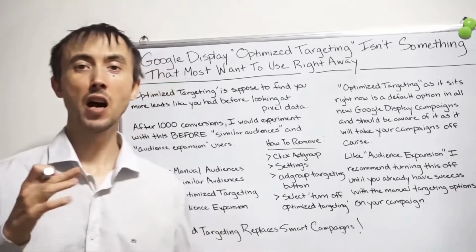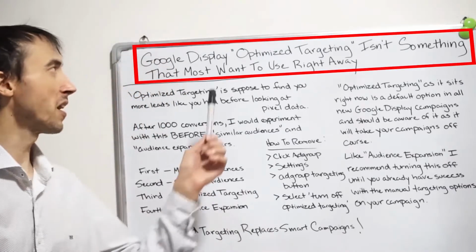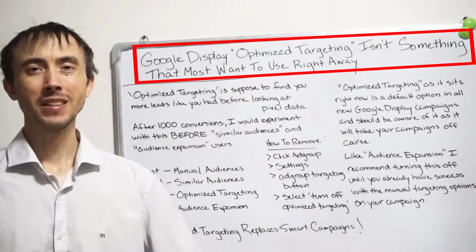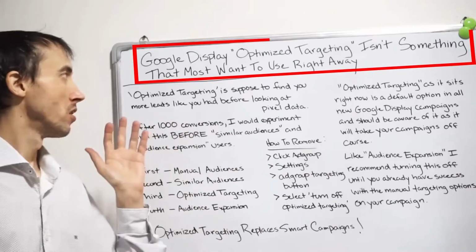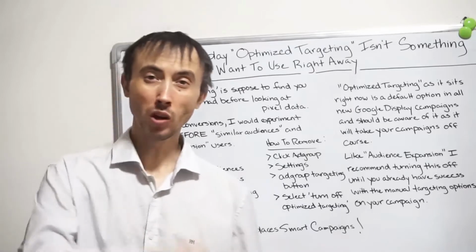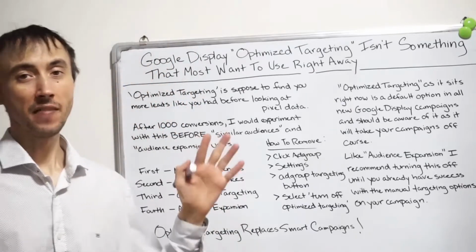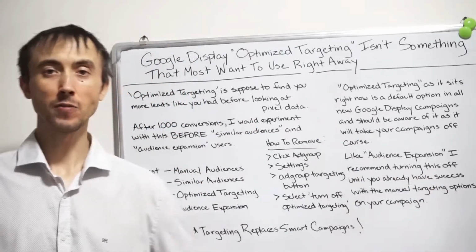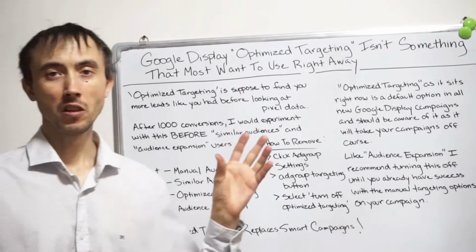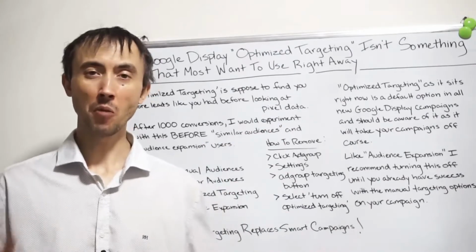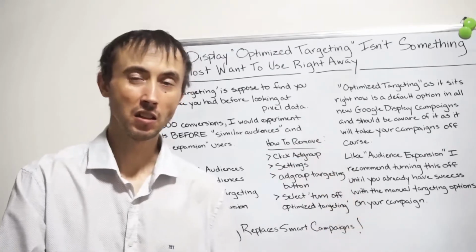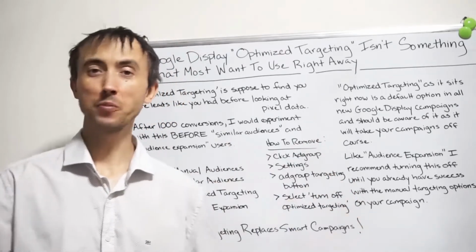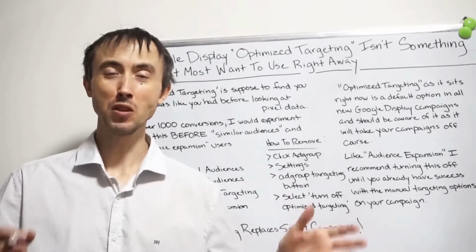Okay, we're talking about optimized targeting, the Google Display optimized targeting setting inside Google Ads. It's not something that you want to use right away, and I'm going to explain why in this video. And of course, if you're running Google Display campaigns that you set up recently, I can tell you for a fact you are using it. So you've perhaps got something you're using that you shouldn't be using right now.